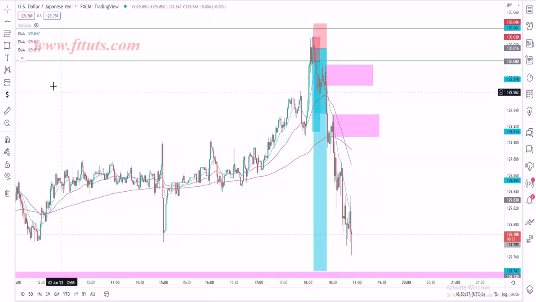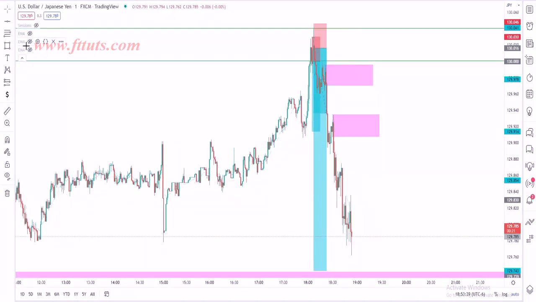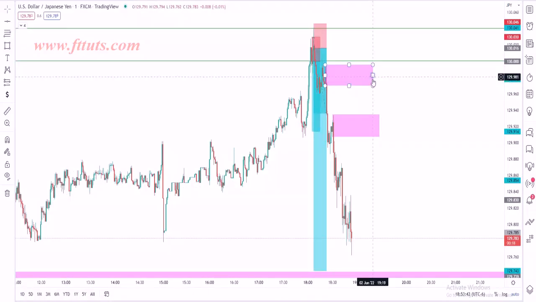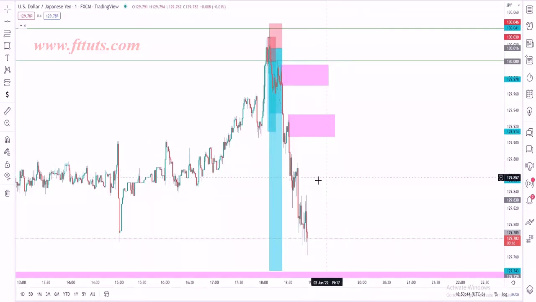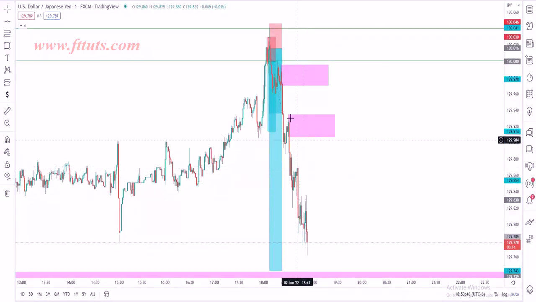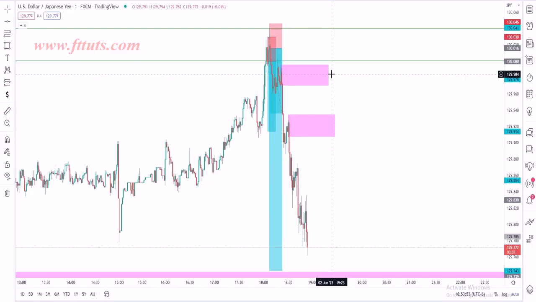I've just got these lines on here. I just had them on there for reference for a moment. And then right here, I mapped out some unmitigated order blocks that price has left behind. Obviously, it just left this one right here. So when we talk about mitigation, we're just talking about the order blocks that have been left. There's a break, and then we just have this really nice clean order block sitting there.